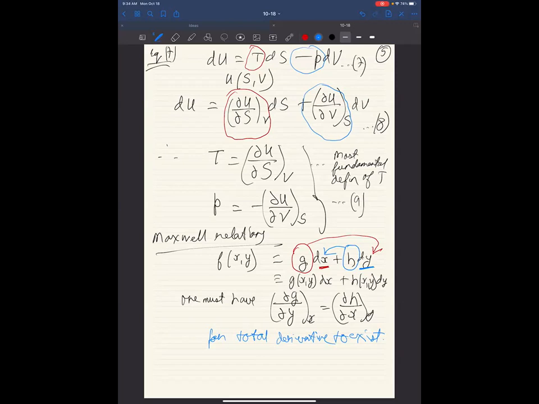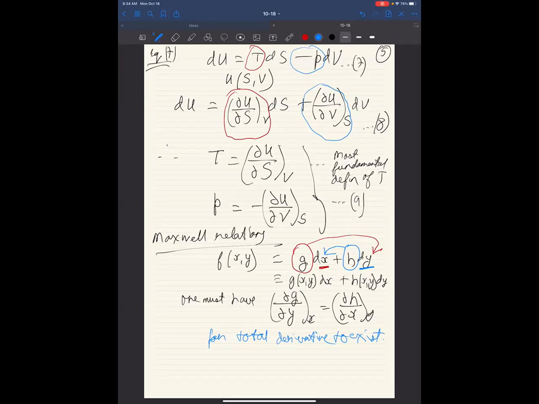Let's write down df. So we know that df should be partial f by partial x at constant y multiplied by dx plus partial f by partial y at constant x multiplied by dy. So what is partial f by partial x at constant y? 2x dx. And what is this one? 2y dy. So in this case, what is g? g is 2x, right? And what is h? 2y. So let's see if our condition is followed.